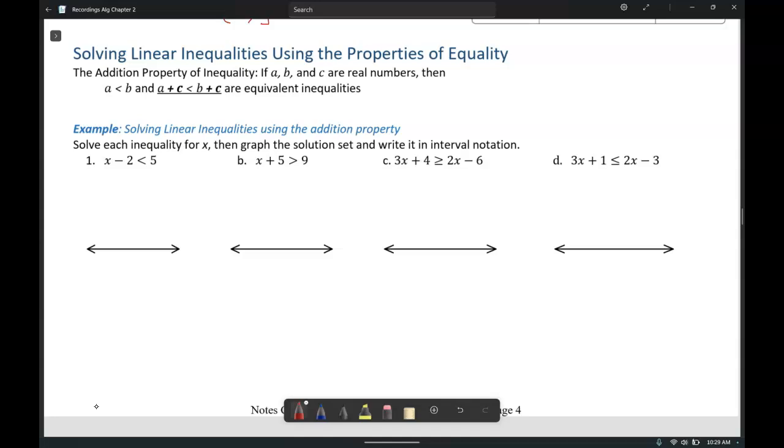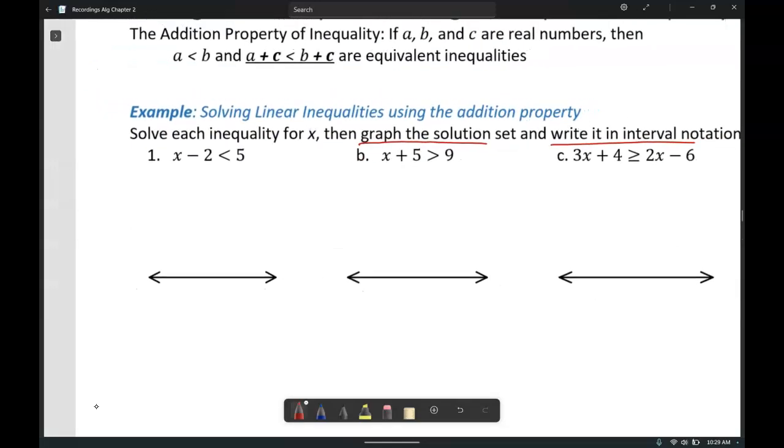And again, the only difference from solving equations is that we have an inequality symbol rather than an equal sign. So we want to solve for x. Then we'll graph the solution and write the solution in interval notation. So we'll start with x minus 2 is less than 5. To solve for x, we need to isolate x. Well, in order to get rid of the minus 2, we can add 2 to both sides of our equation.